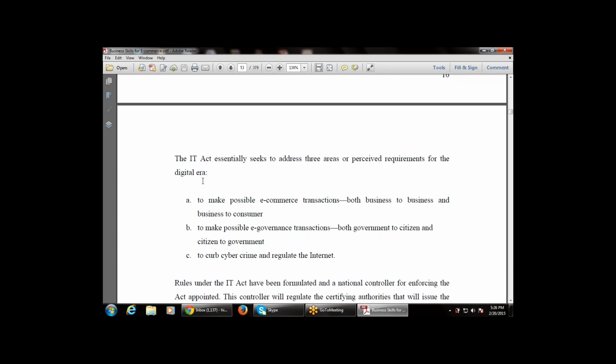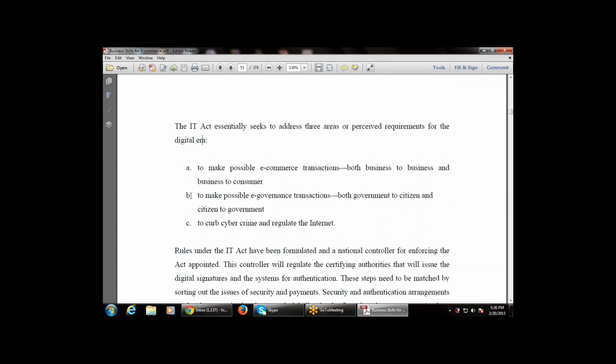To make e-governance transactions possible, both government to citizens and citizens to government. And the next part is to curb cyber crimes, to remove cyber crimes, and to regulate the internet and maintain the flow of the internet.